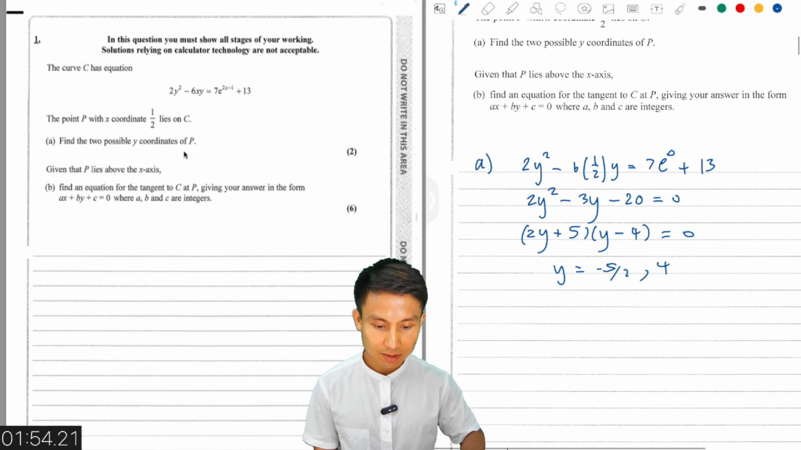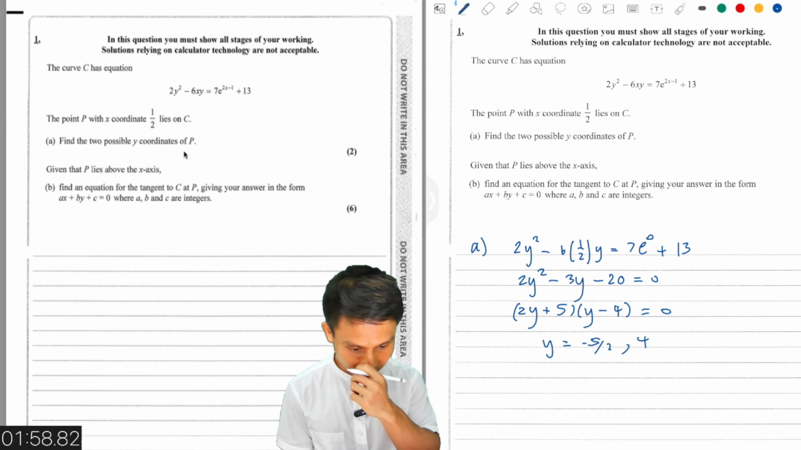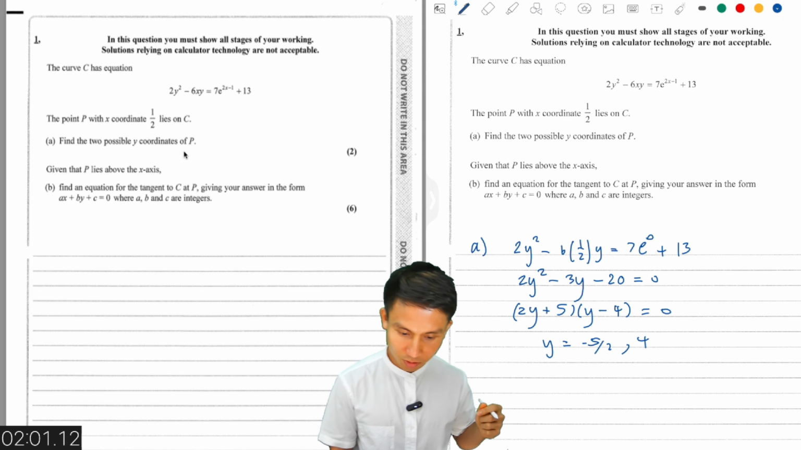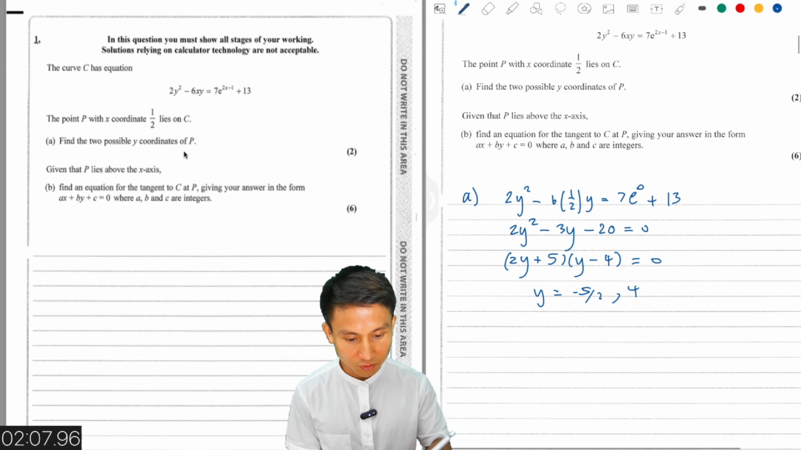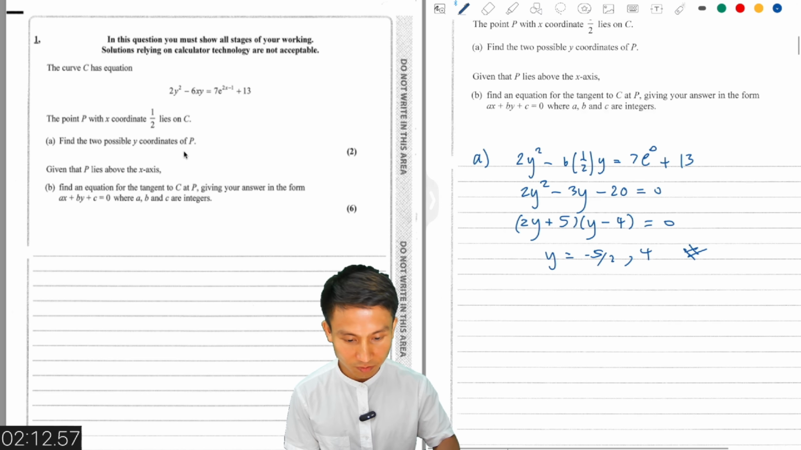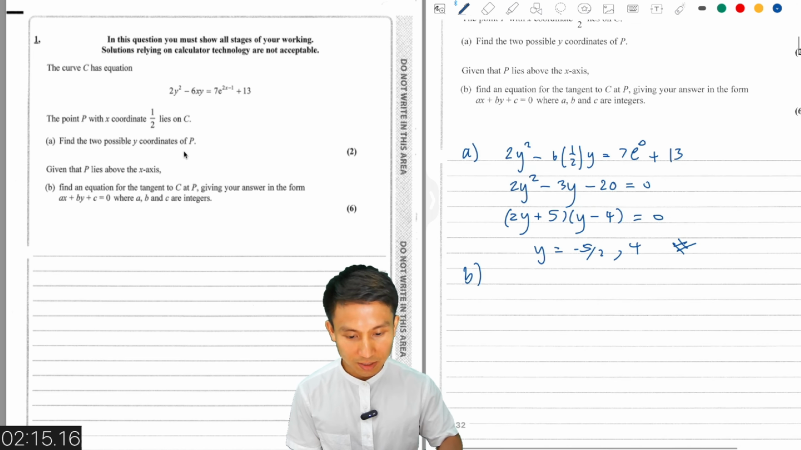Okay, let's see how possible that is. So point P lies on C, it has the x coordinate, and part A asks for two possible y coordinates of P. So that is just the answer there, two possible values. Part B. Given that P lies above the x-axis, lying above the x-axis means that y is greater than 0, right? So y equals 4 there.